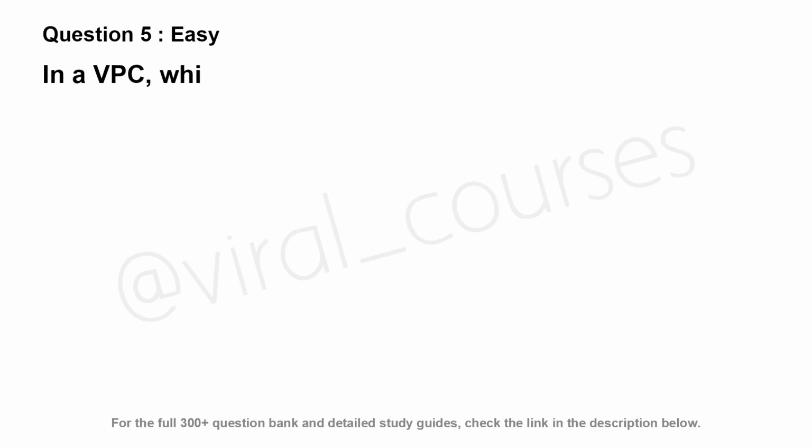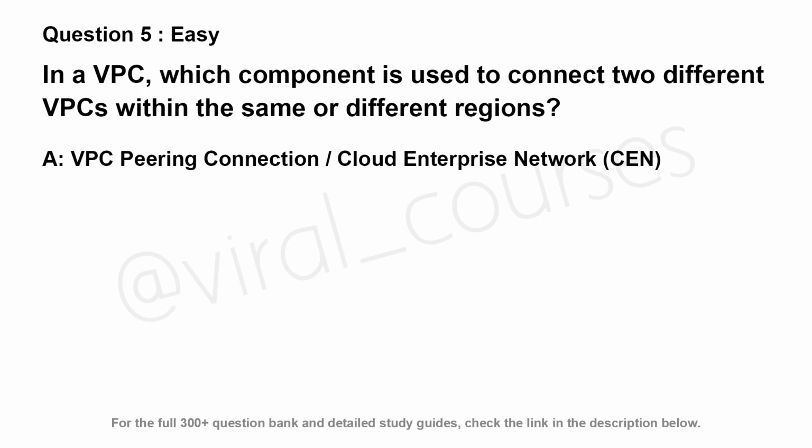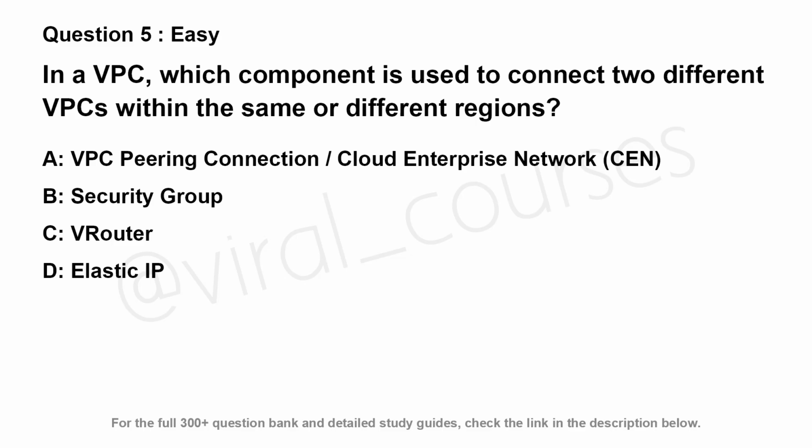In a VPC, which component is used to connect two different VPCs within the same or different regions? Option A, VPC Peering Connection or Cloud Enterprise Network, CEN. Option B, Security Group. Option C, vRouter. Option D, Elastic IP.